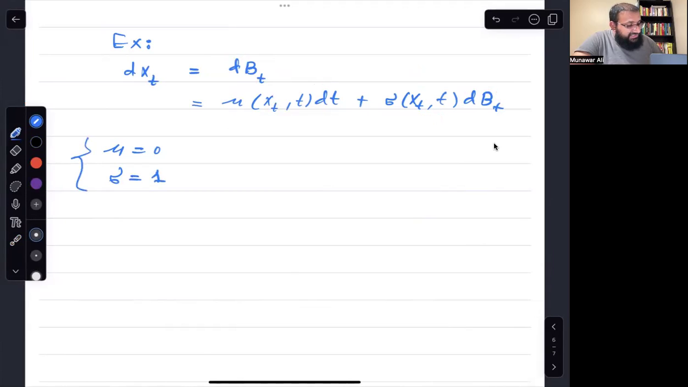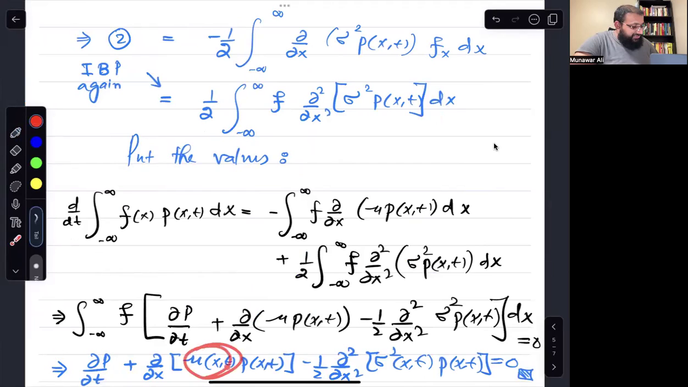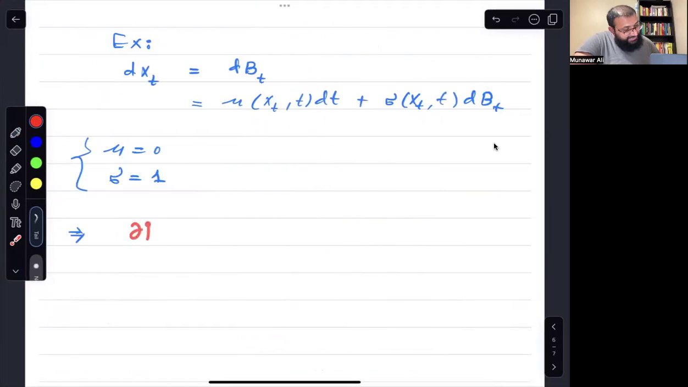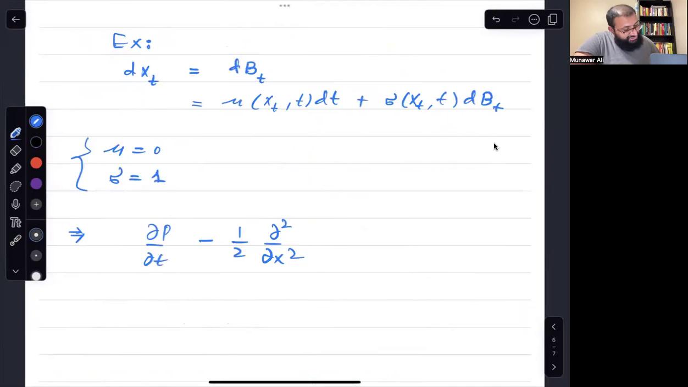So if I put these two things in my Fokker-Planck equation, putting mu equal to 0 here, this term vanishes. Putting sigma equal to 1 here, I will get partial p by partial t minus 1/2 the second derivative of p equal to 0. So this is the Fokker-Planck equation corresponding to Brownian motion.